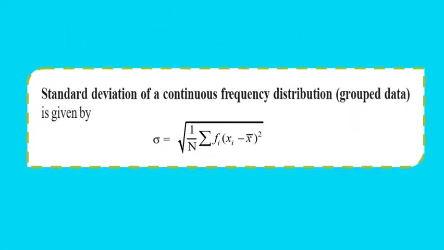Now standard deviation of a continuous frequency distribution. Here we have grouped data, that is, a frequency distribution of class intervals, and the condition is they should be continuous. If the data is non-continuous then we have to make it continuous. The formula will be the same, that is sigma equal to under root of 1 upon n sum of fi xi minus x bar whole square. Clear? So pause and note down the formula.